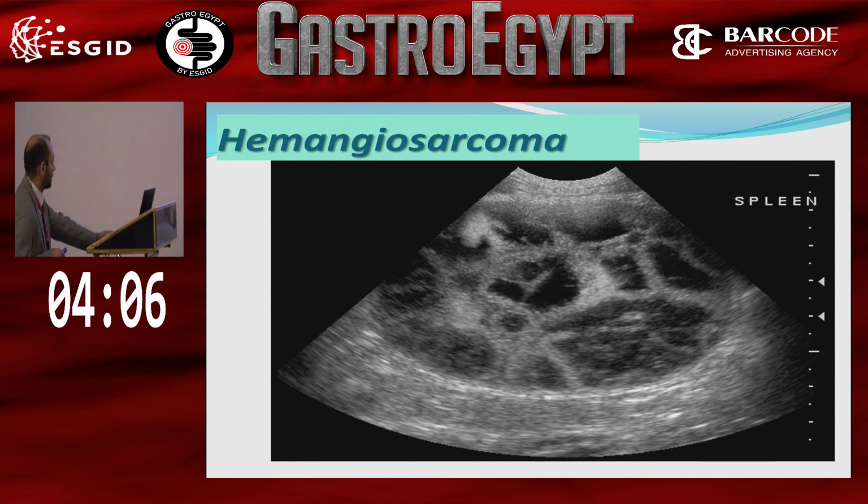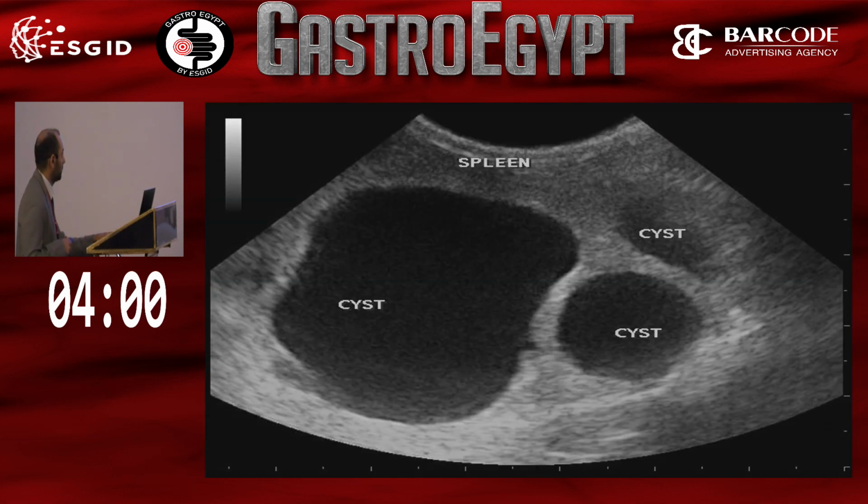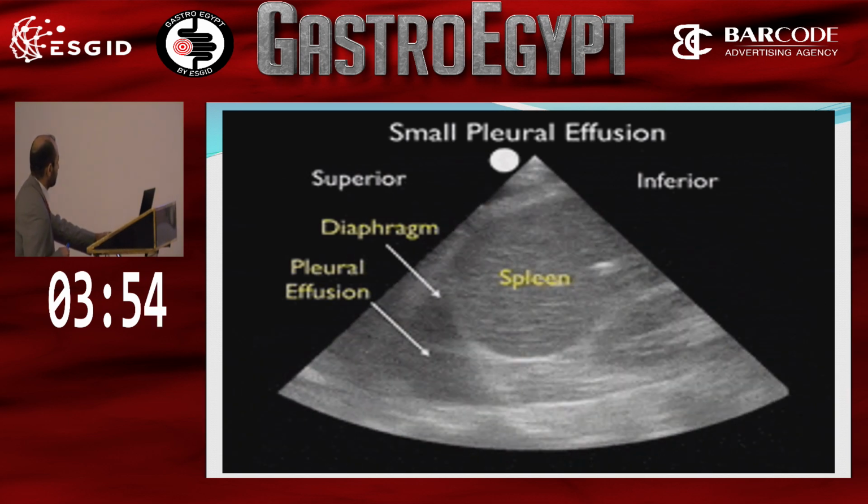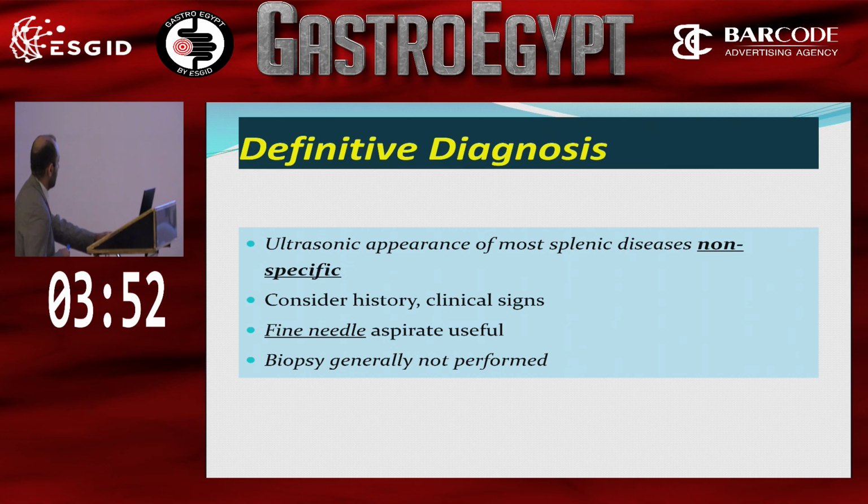When I see a complex cystic lesion in the spleen with a thick wall, I may say hydatid cyst, or I have to exclude it and ask for an MRI with contrast. Splenic cysts. This is also pleural effusion. The ultrasound appearance of most splenic lesions is non-specific. I have to consider history and clinical correlation. May I use fine needle aspiration?